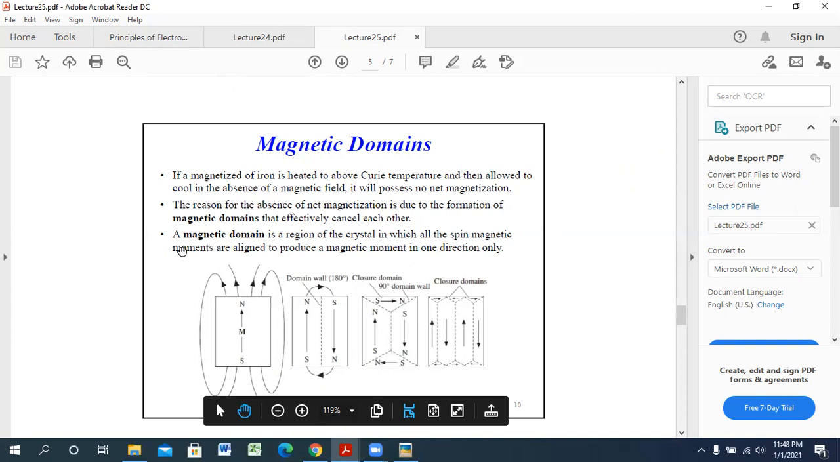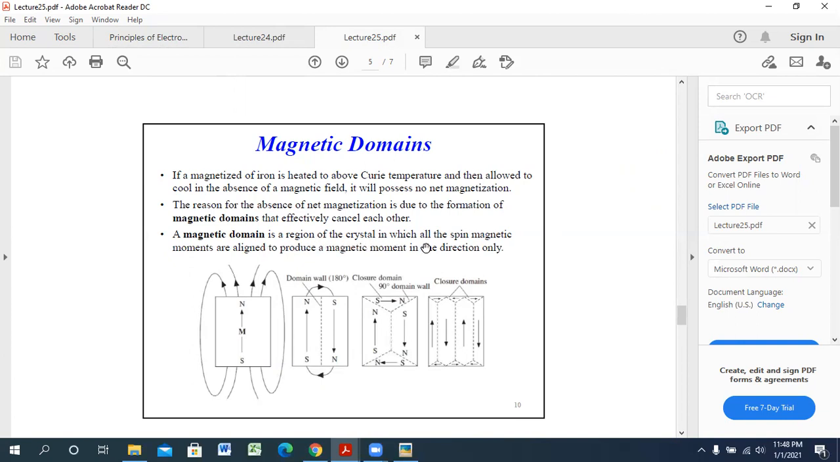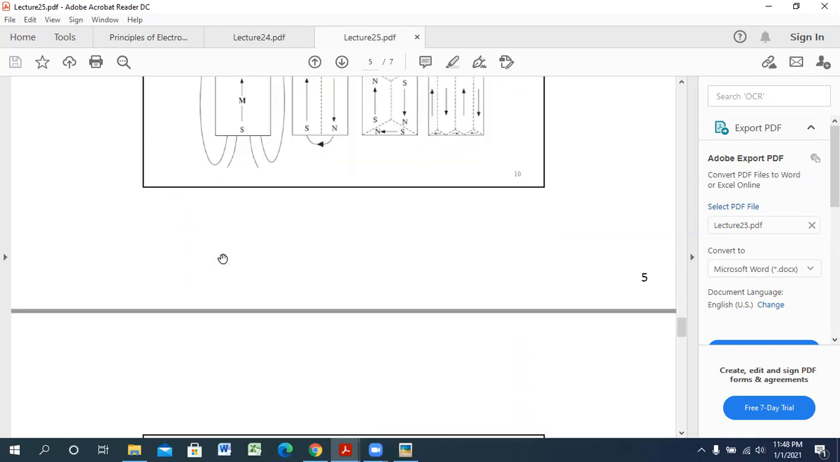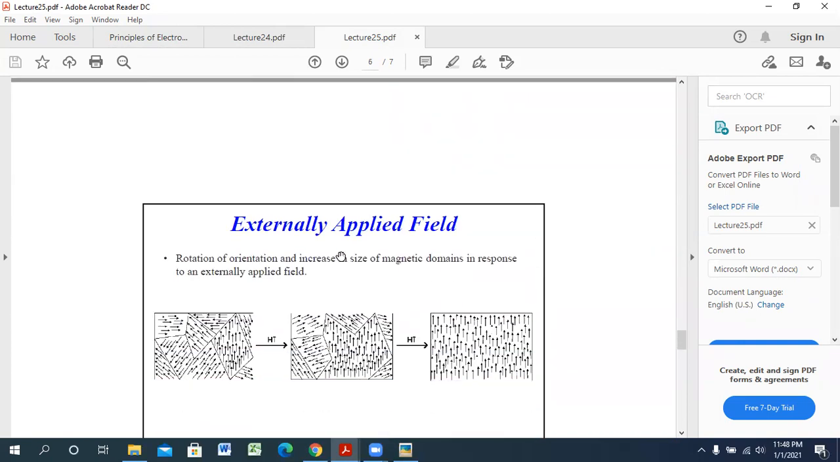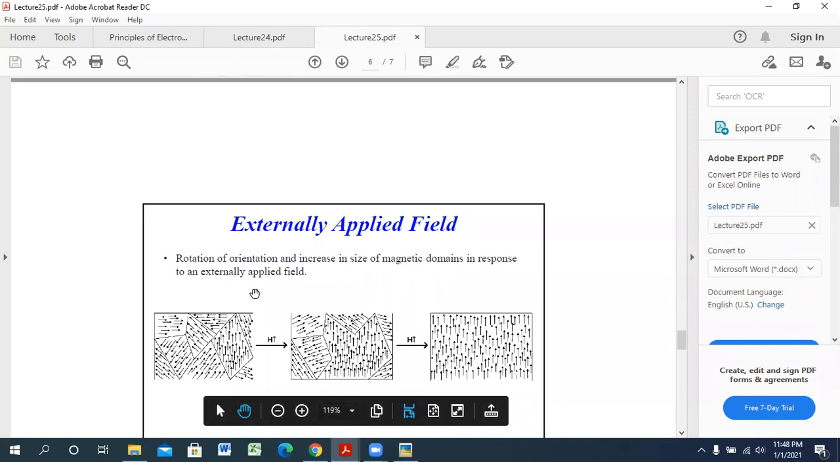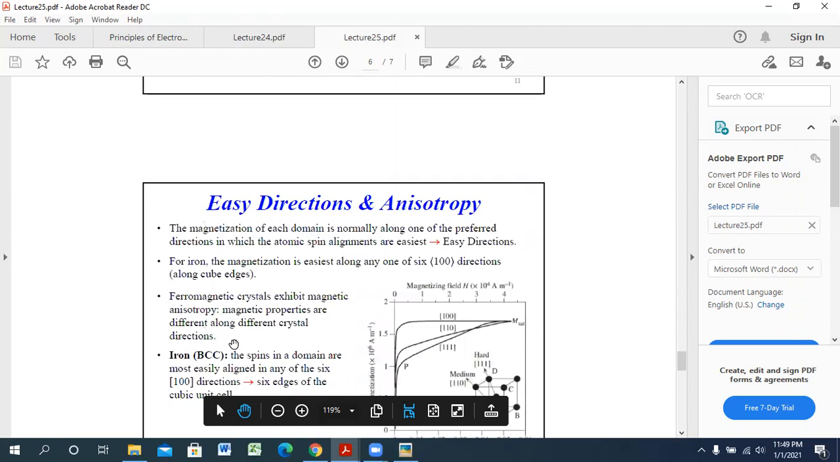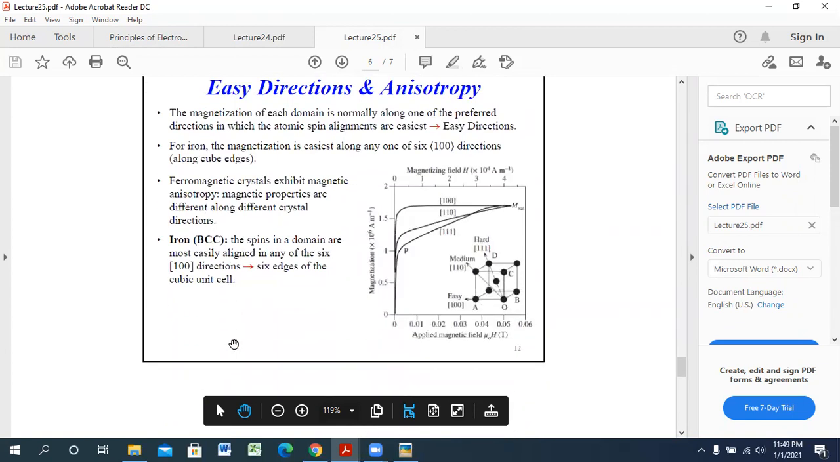So what is a magnetic domain? A magnetic domain is a region of the crystal in which all the spins of the magnetic moments are aligned to produce a magnetic moment in one direction. Then the externally applied magnetic field: if we apply a huge magnetic field, then different types of magnetic domains will exist. Then the direction and anisotropy. I think you know about these things.